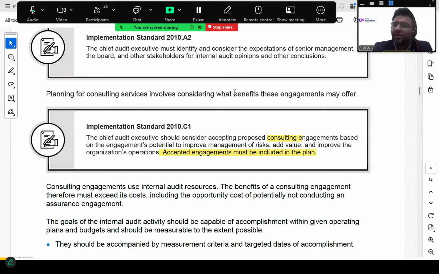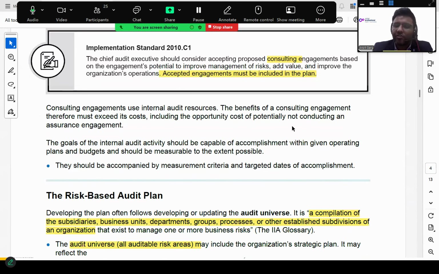Can you all say that? Consulting engagements which are formal, written, continuous, and which are accepted because we believe they will add value, can be included in the plan? The answer is yes, we can include that also in the plan. Consulting engagements use audit resources. The benefits of a consulting engagement therefore must exceed its cost, including the opportunity cost of potentially not conducting an assurance engagement. The goal of the audit activity should be capable of accomplishment within given operating plans and budgets and should be measurable to the extent possible. They should be accompanied by the measurement criteria and target dates of accomplishment.